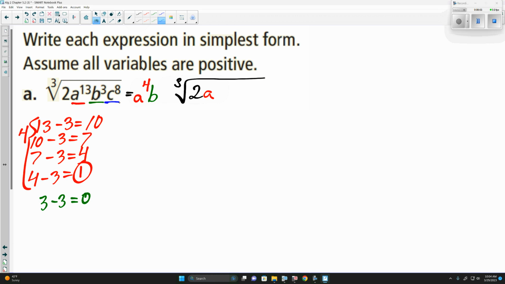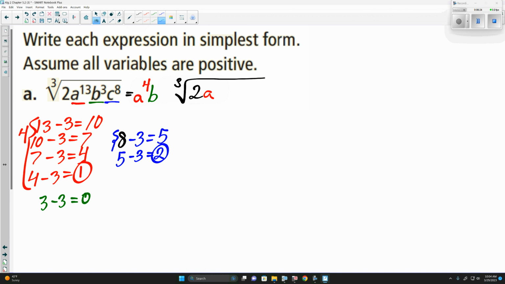And lastly, we have c. We can do 8 minus 3, which is 5. Can we subtract 3 from 5? Yes. Which gives us 2. Can we subtract 3 from 2? We can, but we don't get a nice number. We don't get a whole number.